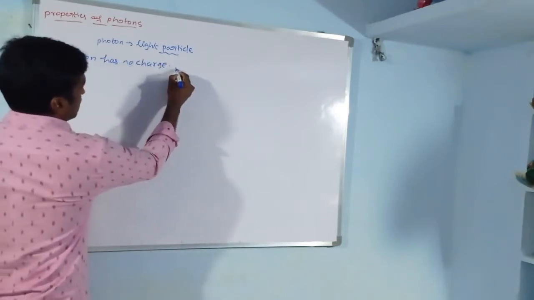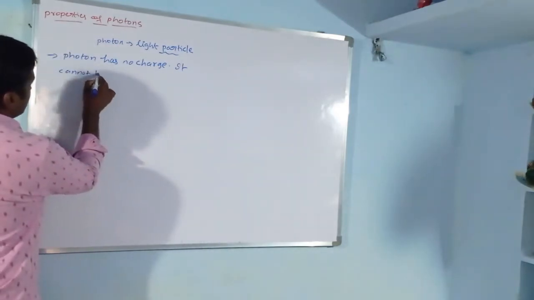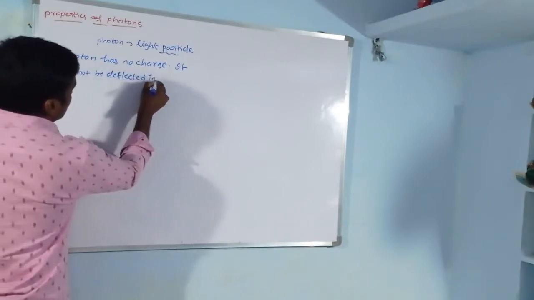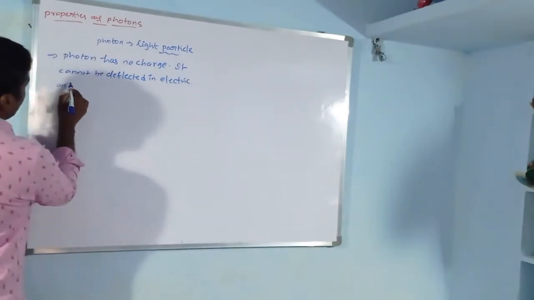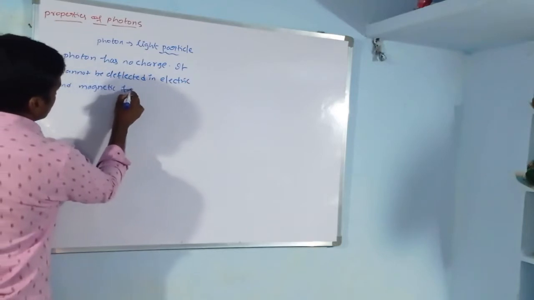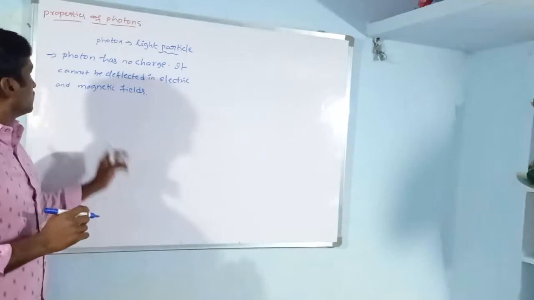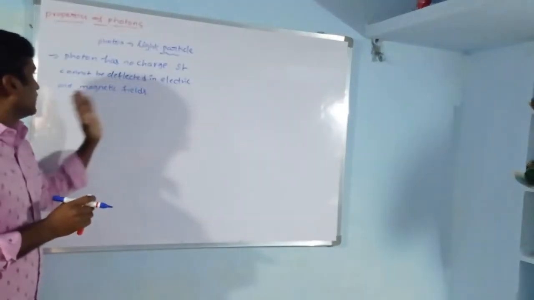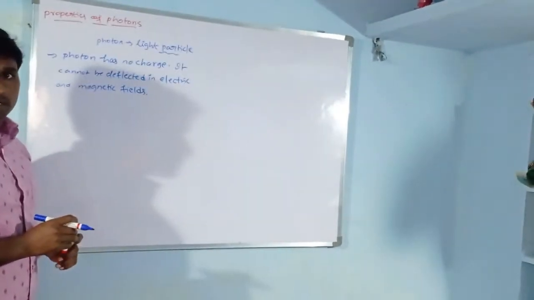So it cannot be deflected in electric and magnetic fields. These photons have no charge, so this photon cannot be deflected in electric and magnetic fields. So this is a chargeless particle.